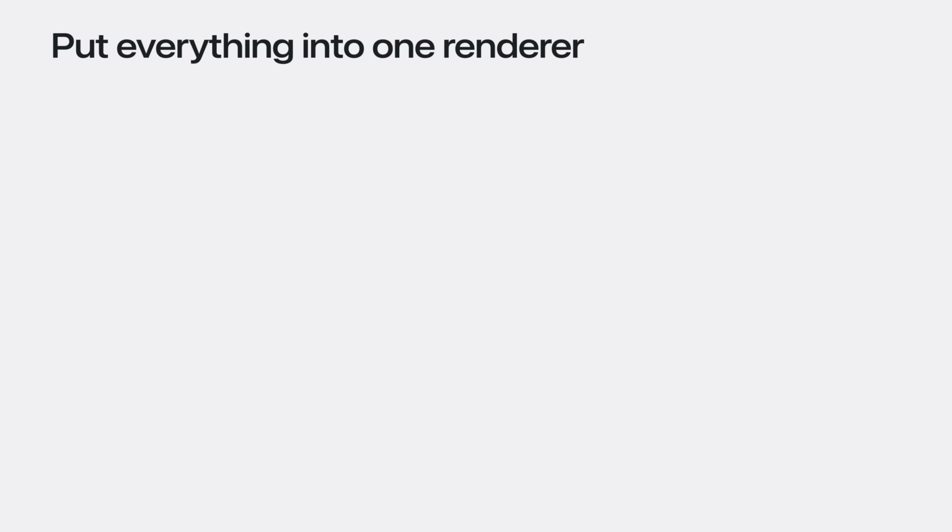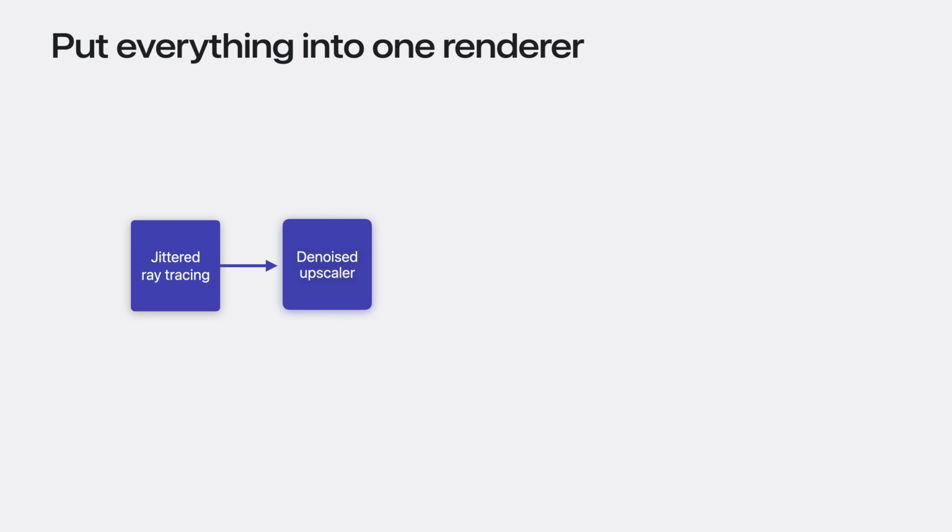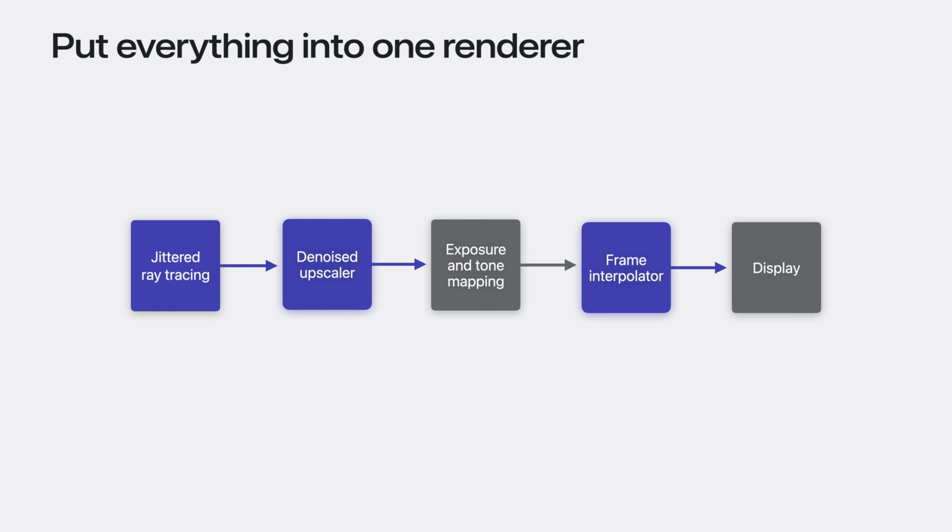After getting all these details right, you should have nice denoised and upscaled frames. Let's take a look at what happens when you put all of these features into a single renderer. My colleagues put together a demo that uses the rendering pipeline I talked about earlier. The demo uses the new Metal 4 ray tracing features to optimize the ray tracing part of the rendering. It does denoising and upscaling at the same time with MetalFX denoised upscaler. And after exposure and tone mapping, the frames are interpolated by MetalFX frame interpolator.